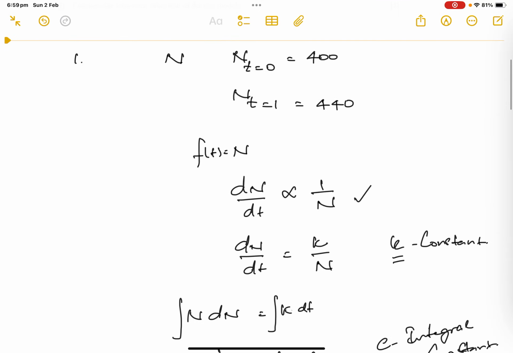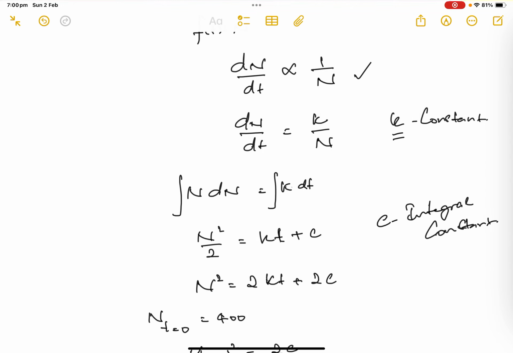So in order to model, first, n equals 400 when t equals 0, and n equals 440 when t equals 1. This is the rate of change with time. Therefore n must be in terms of t, but we don't need to worry about it. The rate of change is dn over dt, and it is inversely proportional, which means proportional to 1 over n.